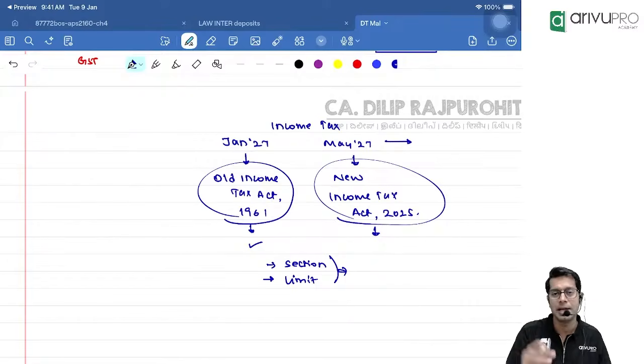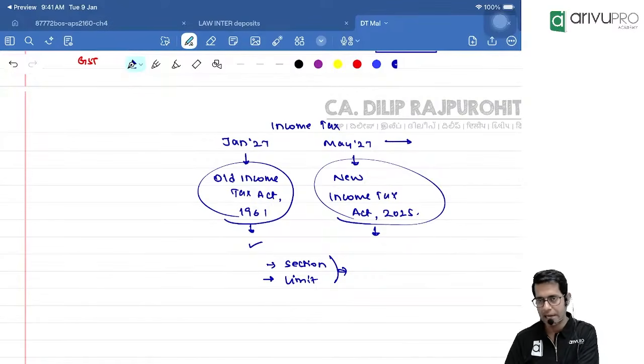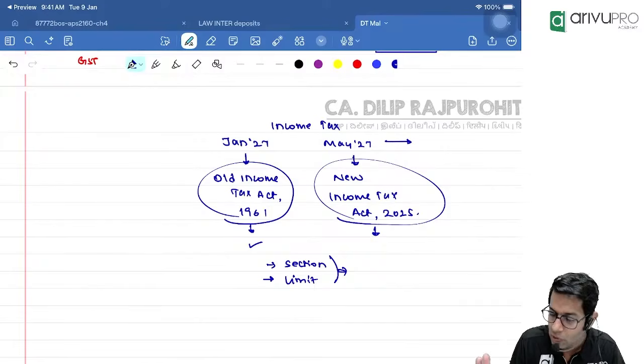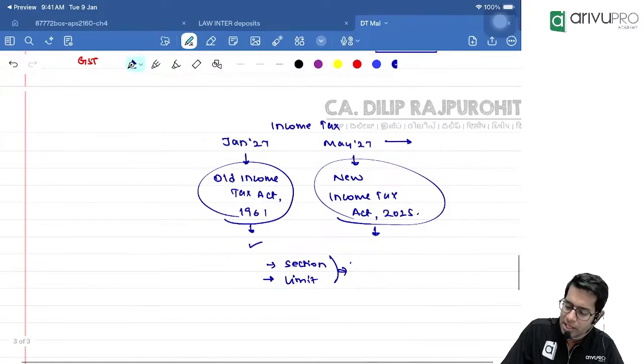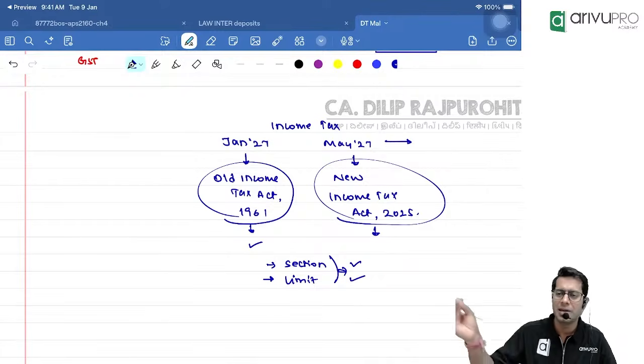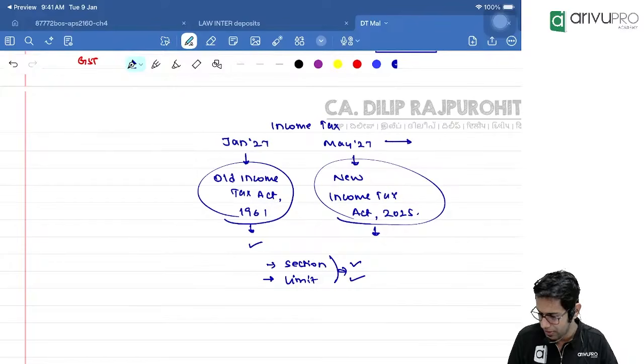For example, tax computation. Whatever tax computation we are going to see for September or January examination is equally applicable for the next May examination also. There is no change in that. Even the tax rates have not been changed. Even the tax rates remain the same. So the changes are only the section numbers, and only in some chapters, like in the salary chapter there is some change in limits, like in the business income chapter there is some change in limits, etc. So only those two things are changed, all other things remain the same.